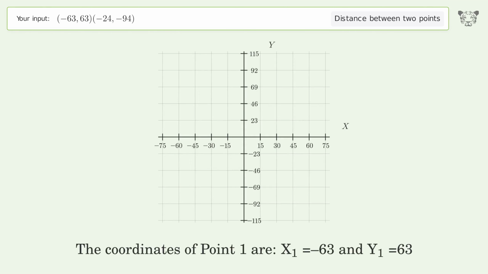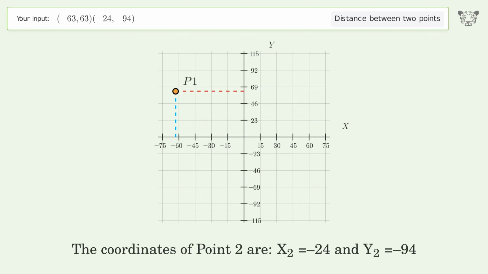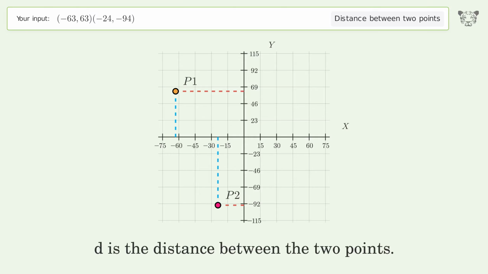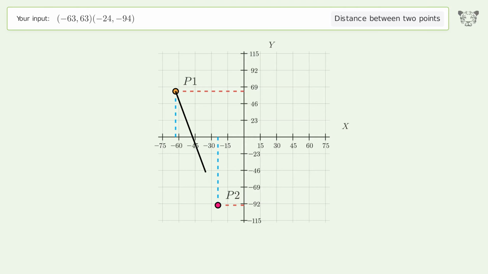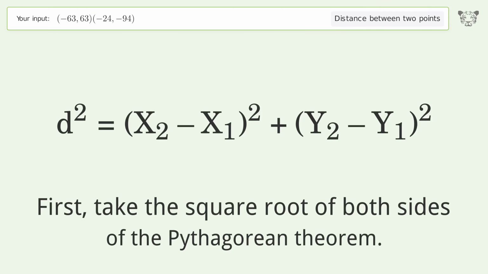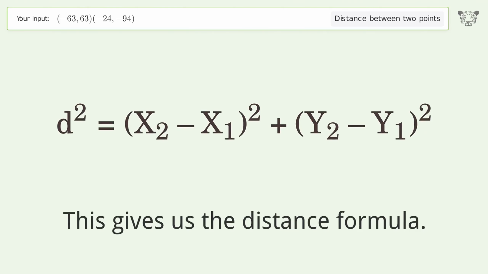The coordinates of point 1 are x1 equals negative 63 and y1 equals 63. The coordinates of point 2 are x2 equals negative 24 and y2 equals negative 94. D is the distance between the 2 points. First, take the square root of both sides of the Pythagorean theorem. This gives us the distance formula.